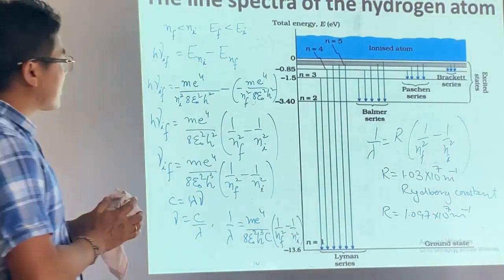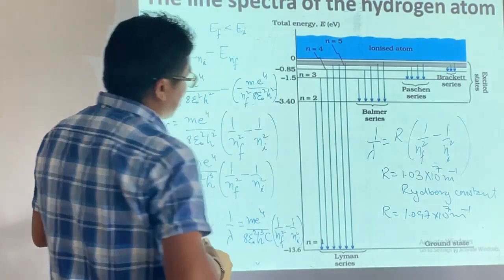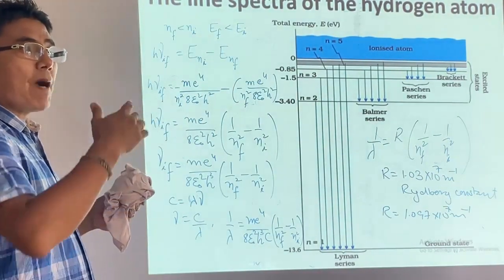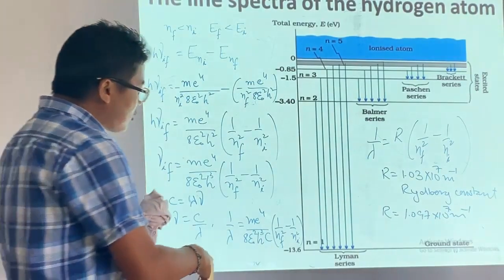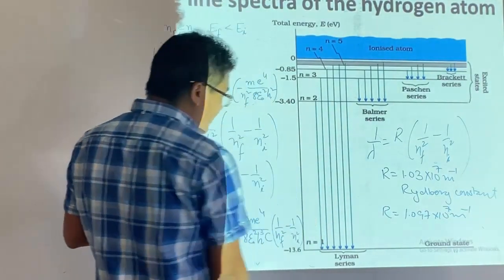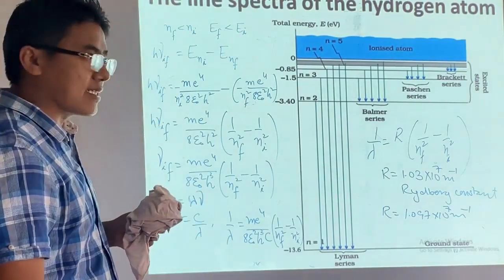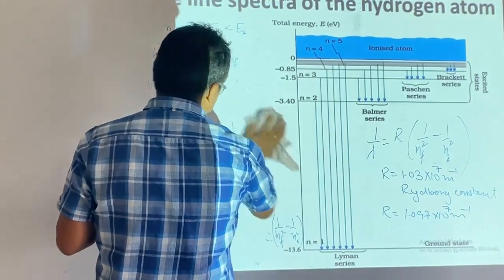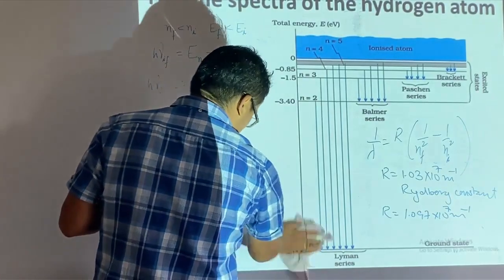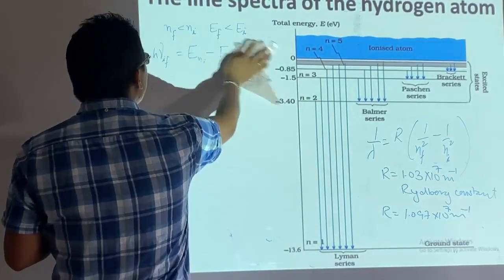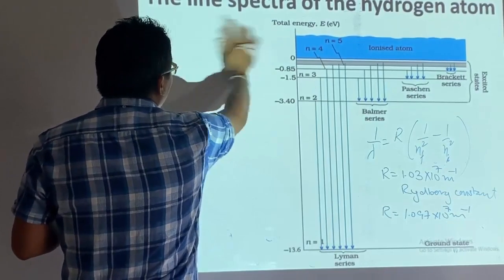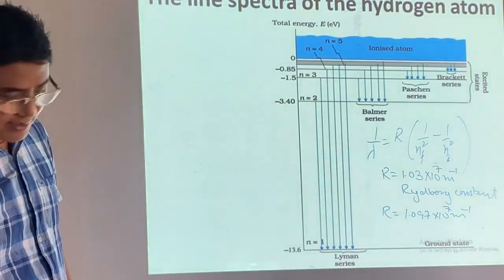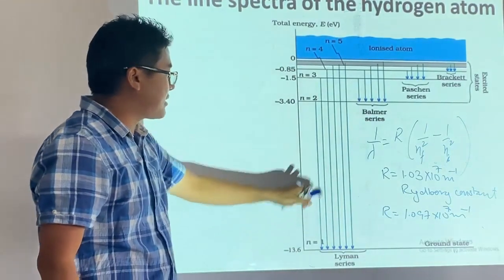So he says that, therefore, these are the spectral lines. Any electron occupying a higher energy level comes down to the ground state. This is what we call the Lyman series. The Lyman series is defined as these spectral lines: an electron undergoing a transition from a higher energy level to the ground state.